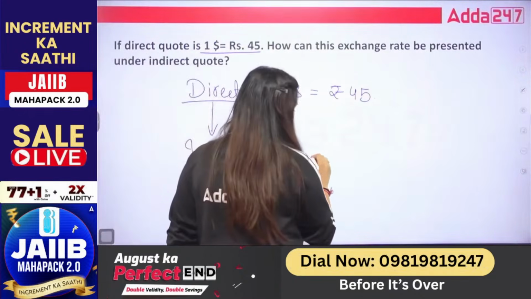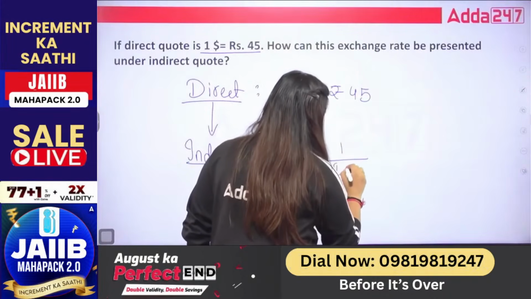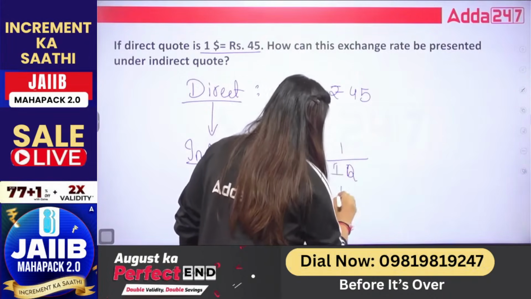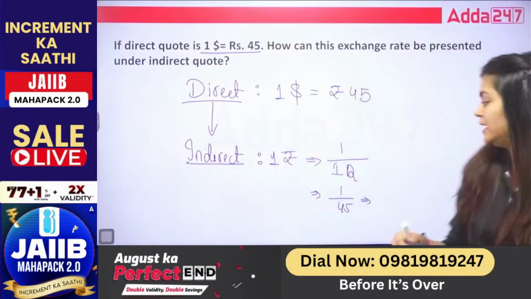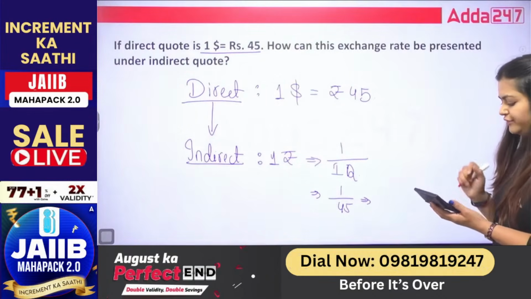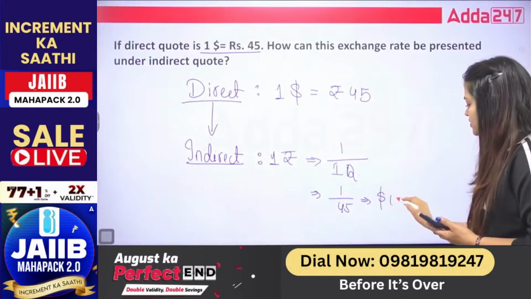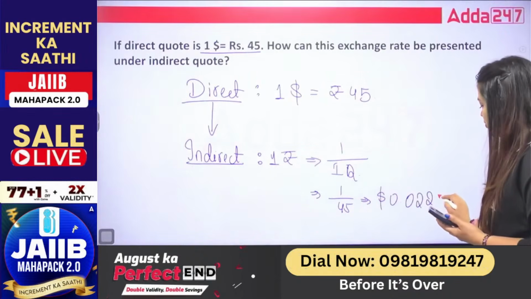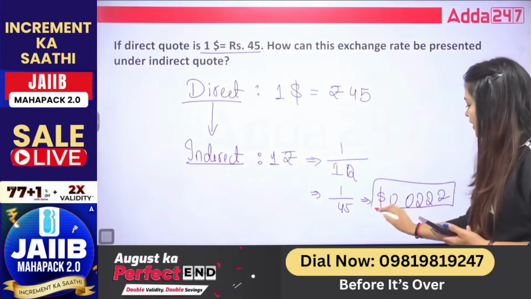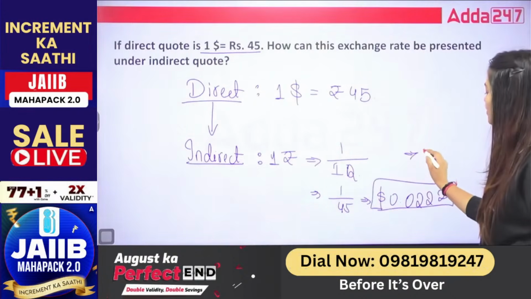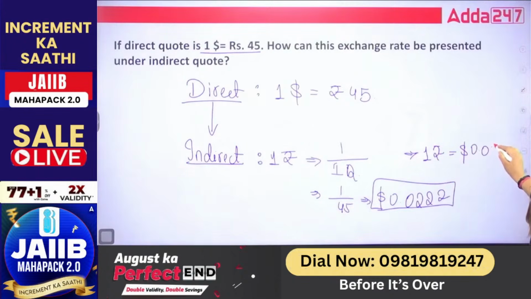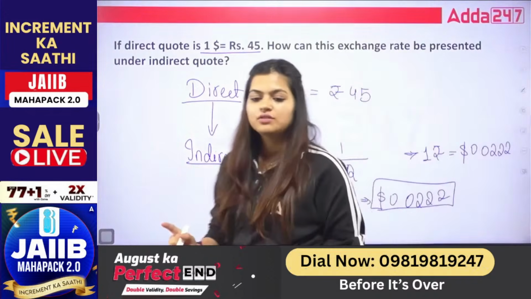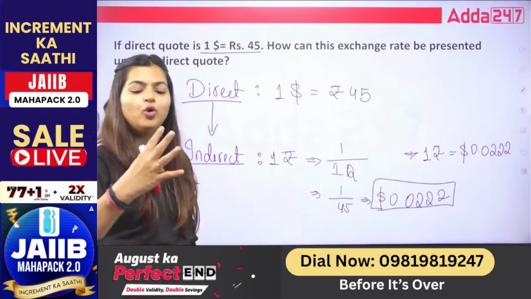So here you will do 1 divided by the direct quote, that is 1 divided by 45. So please calculate and tell me what is the amount here. 1 divided by 45. So this is your dollars 0.0222. Okay. So here your indirect quote is equal to 1 rupee equal to $0.0222.